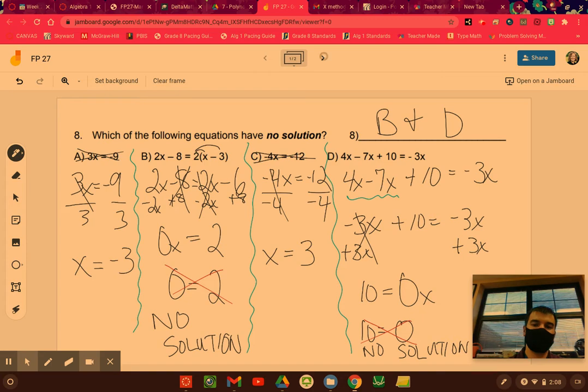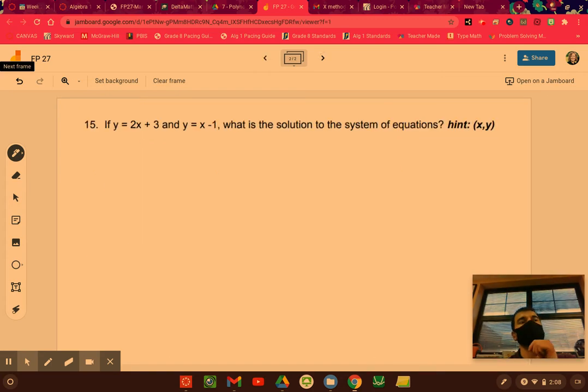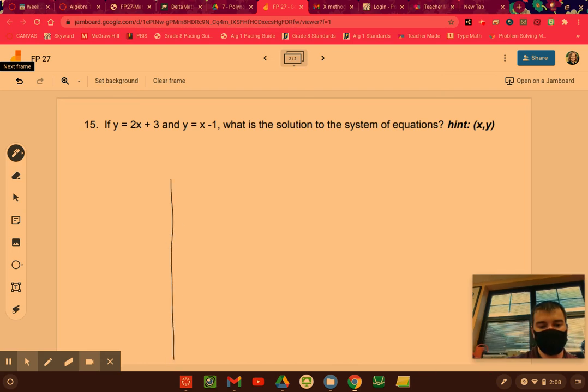So now let's go on to number 15 we had on the Friday papers. If y is equal to 2x plus 3 and y is equal to x minus 1, what is the solution to the system of equations? So for these, we just want to graph these equations. So let me draw a little coordinate plane right here.